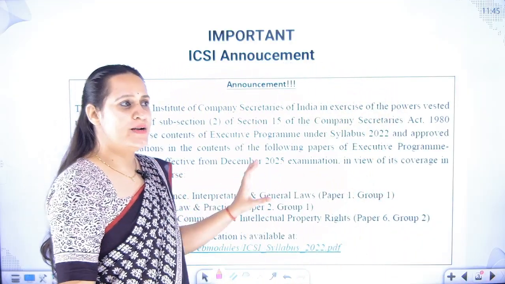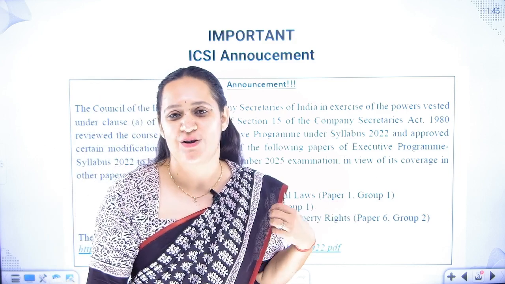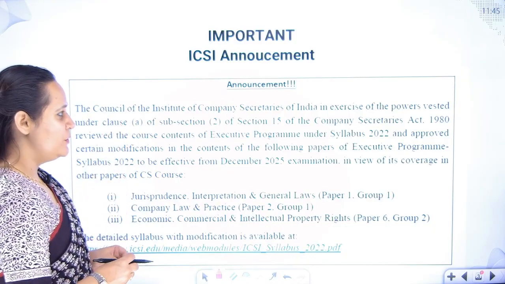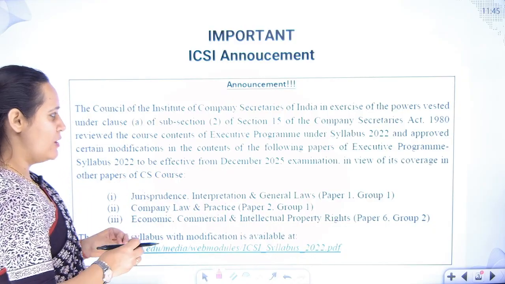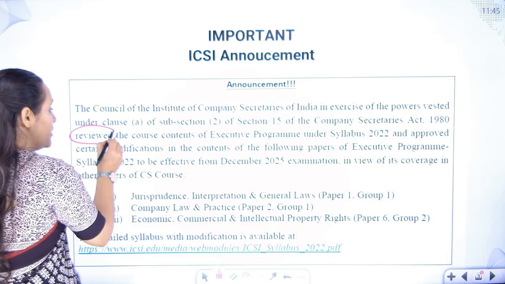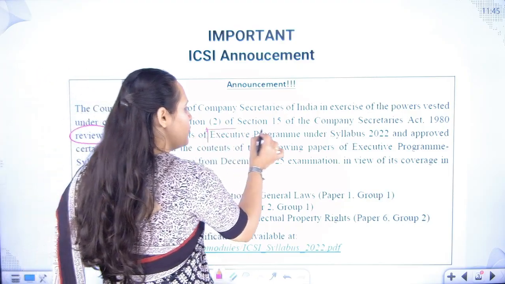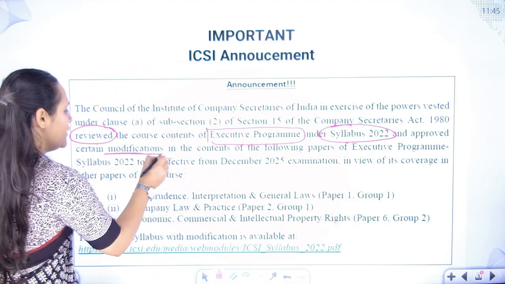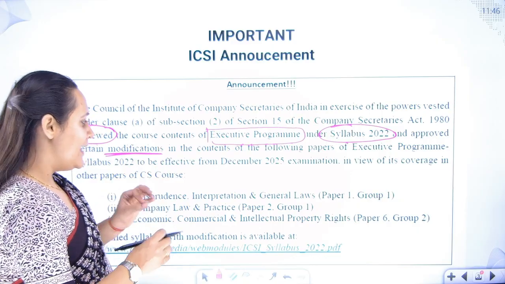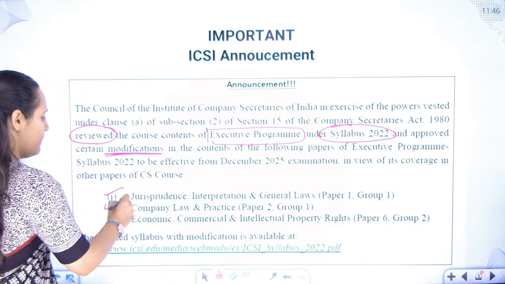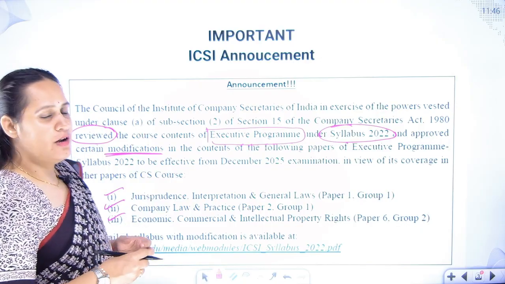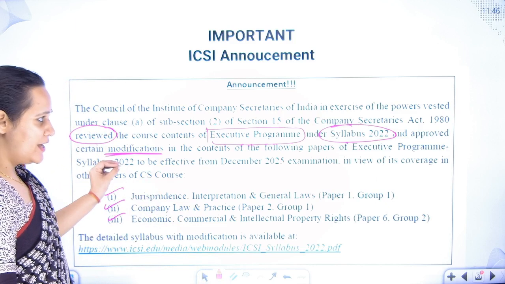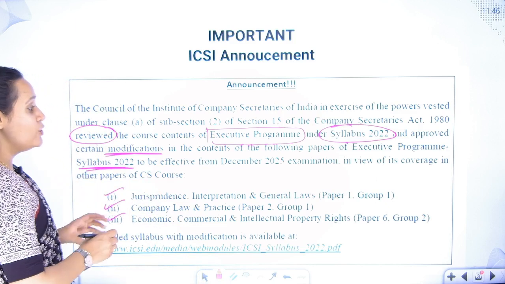First we will see the announcement and then we will see what are the changes that have been brought about in the syllabus. So the announcement says that the Council of the Institute, using their powers which is given to the Council, have decided to review the course of the executive program, which is the new syllabus of 2022, and they have approved certain modifications that are required to be made in 3 subjects, that is JIGL, Company Law and Economic, Commercial and Intellectual Property Laws, that is ECIPL. In these 3 papers, they have made certain modifications to the syllabus of 2022 itself.